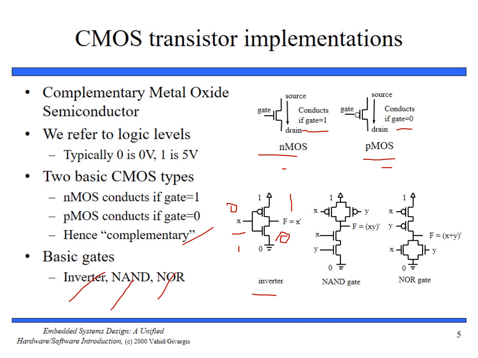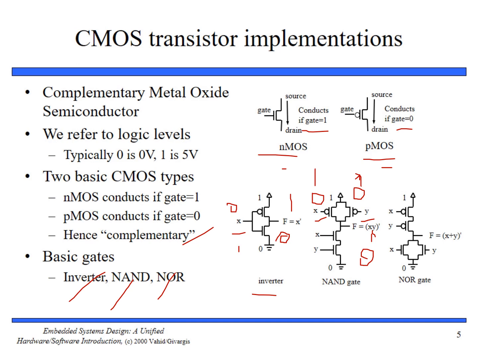Whereas in this NAND gate, if any of the inputs is 0, if either X is 0 or Y is 0, the upper transistor turns on and 1 will appear here. If both are 1, none of the upper transistors will conduct and 0 will appear here.